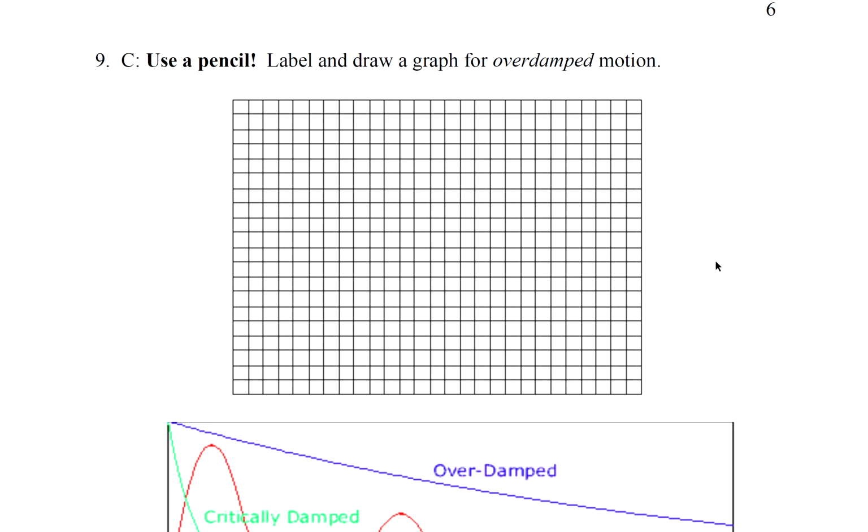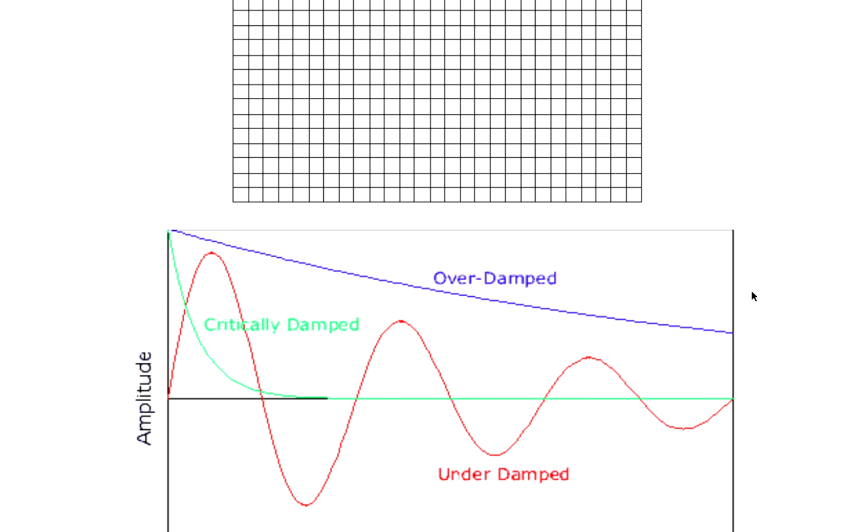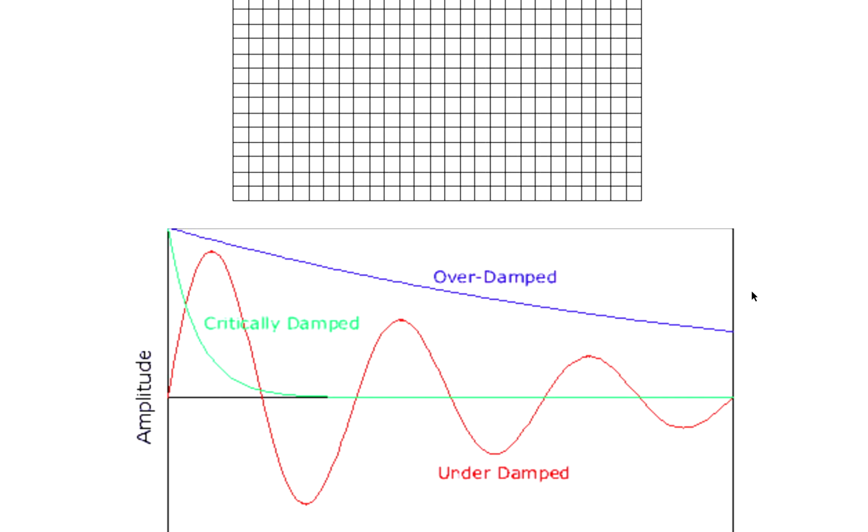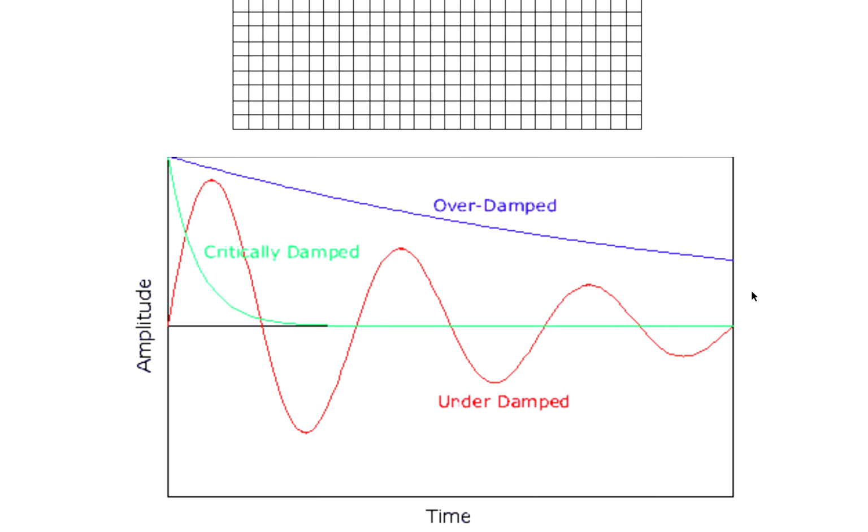Question 9. Label and draw a graph for overdamped motion. So overdamped looks like this. As time goes to infinity, the amplitude or the displacement does not even reach 0, the equilibrium position.